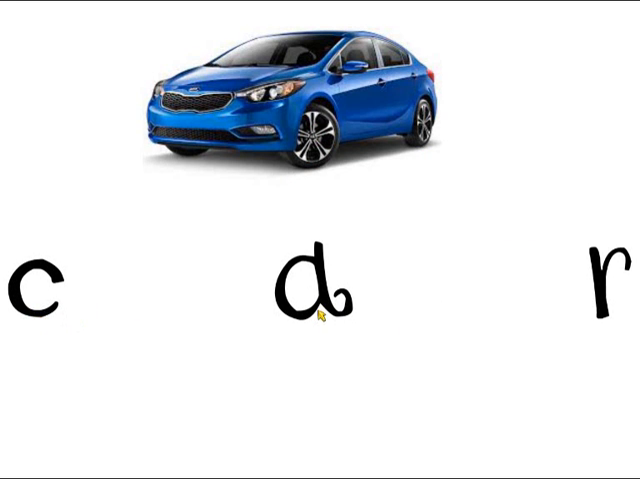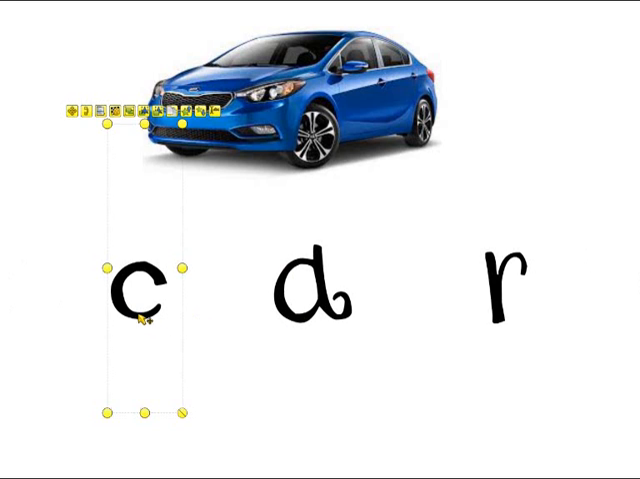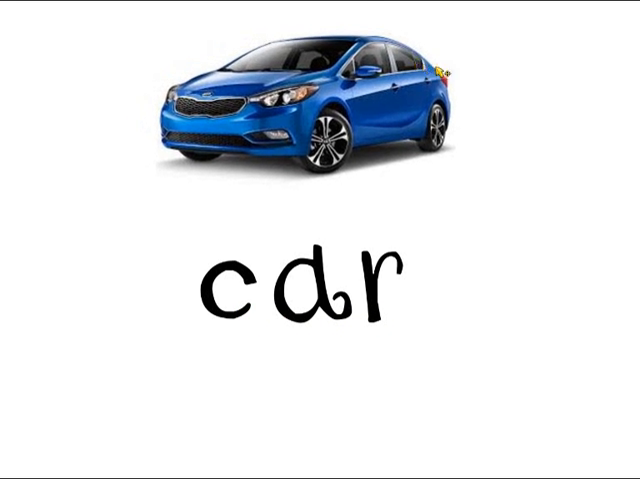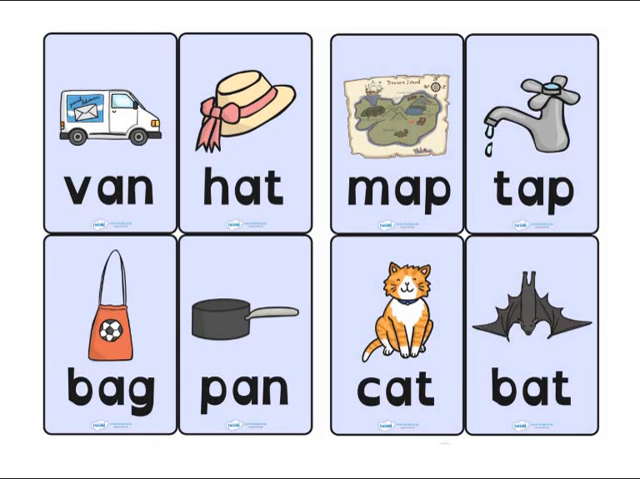K, A, R. Let's try this even closer. K, A, R. And now, very close. Car. Yes, we're reading. Excellent. Let's try different words with 3 letters. Very easy.